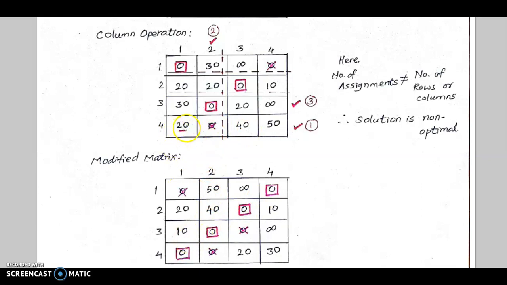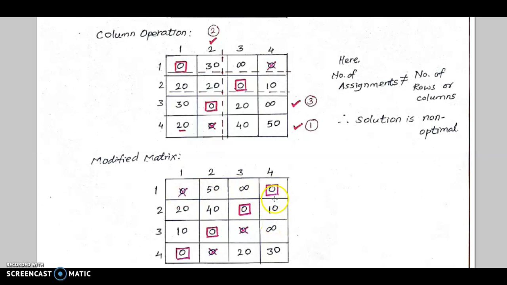Now 20 is added at the intersections, while from the uncovered elements 20 is subtracted. The values which are just covered but are not at an intersection remain as they are. We never change their values. Now this is the modified table, and again we have to check for optimality by making assignments.